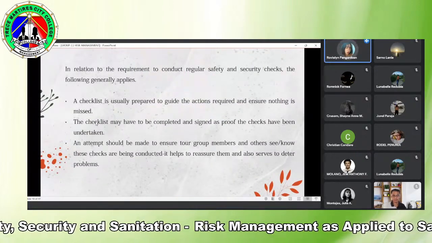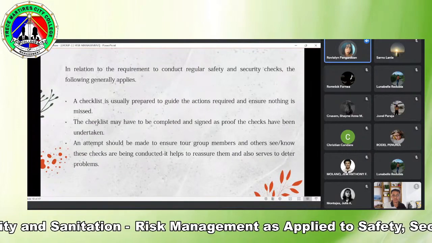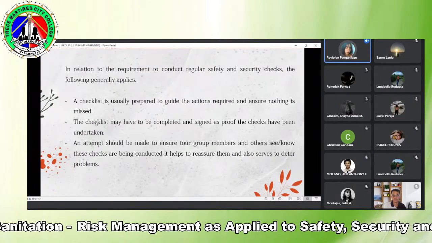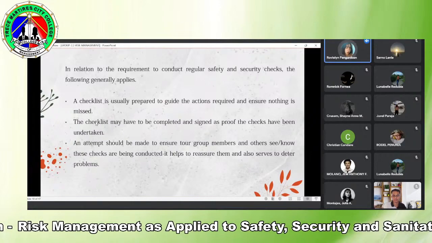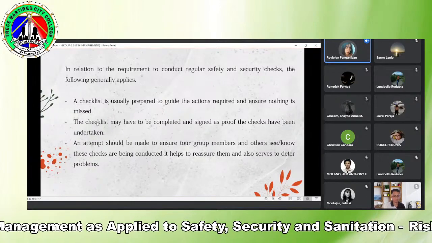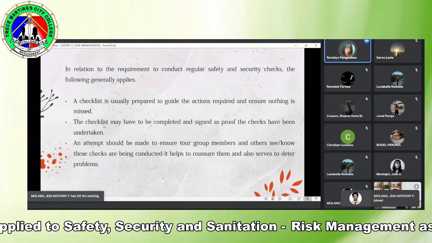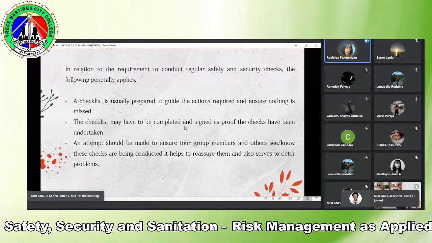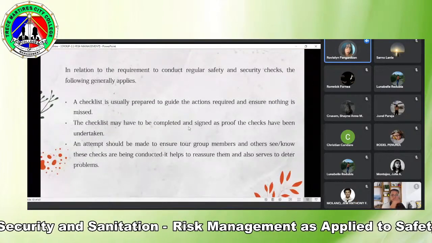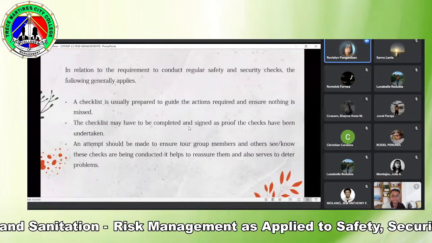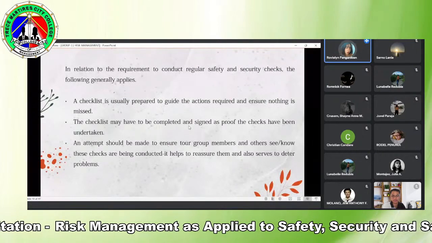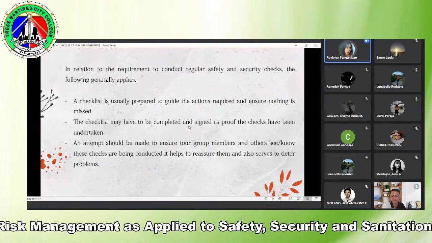In relation to the requirement to conduct regular safety and security checks, the following generally applies. First, a checklist is usually prepared to guide the actions required and ensure nothing is missed. It will help people stay more organized and assure them that they will not skip any important step in the process. And also, they will know their limits.